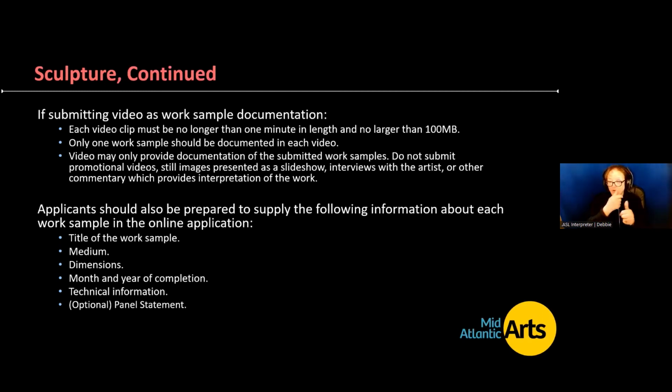Applicants should also be prepared to supply the following information about each work sample in the online application: the title of the work sample, medium, dimensions, month and year of completion. Applicants should also describe the production techniques, materials, and technical processes related to the creation of the work samples in the technical information section of the online application. Applicants who wish to include interpretation of the work or information about their creative process have the option to submit a panel statement.